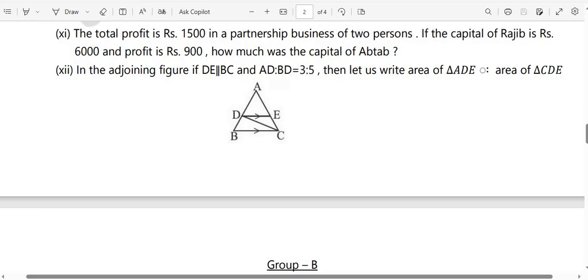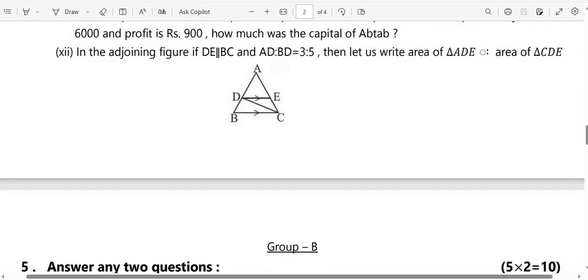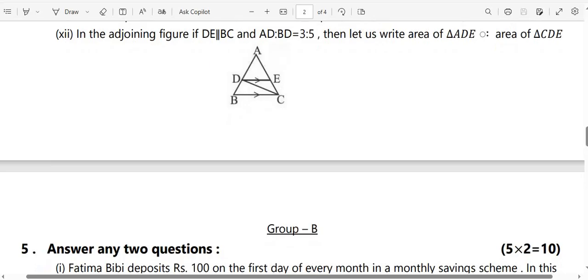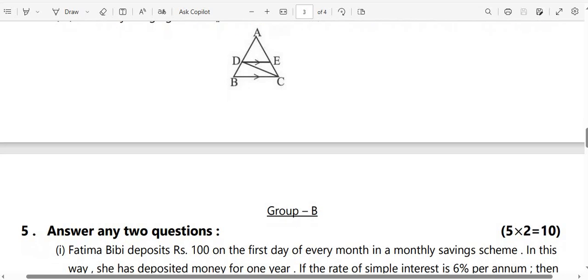Now we will see the group B questions. 5. Answer any two questions. 5 into 2 is equal to 10. Each question carries marks 5.